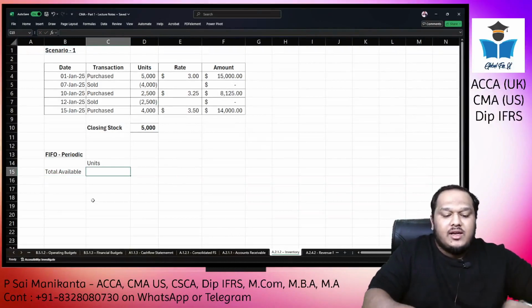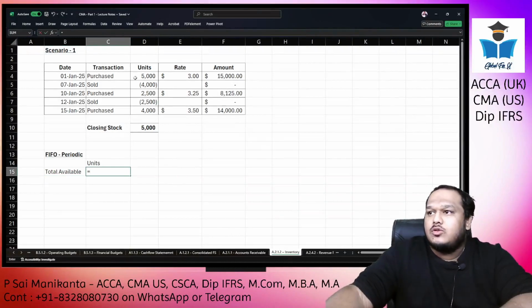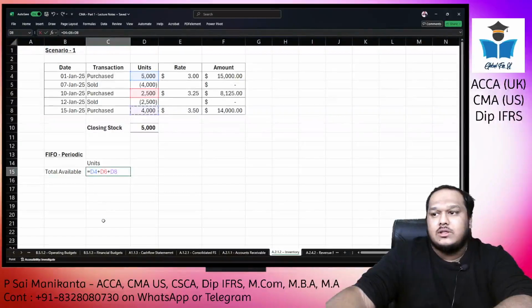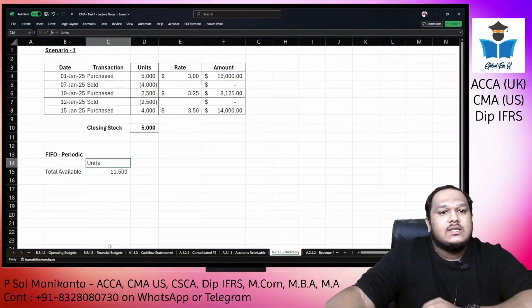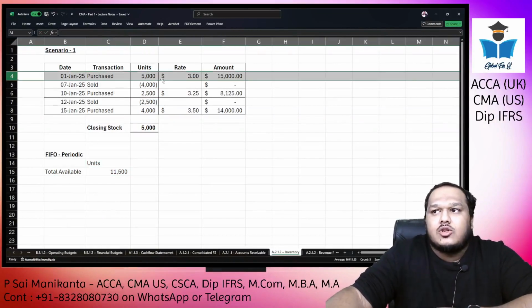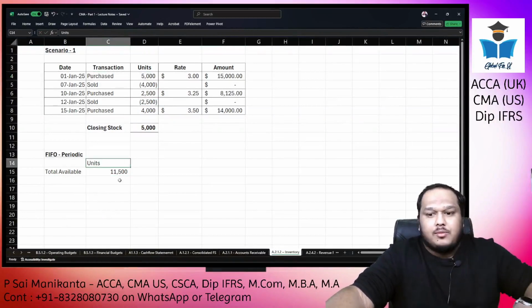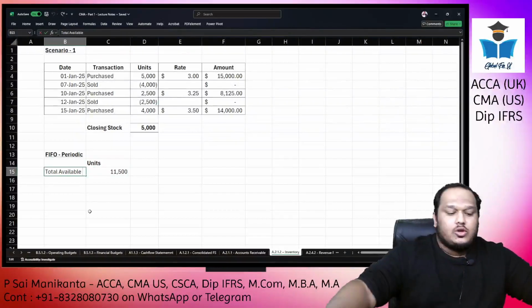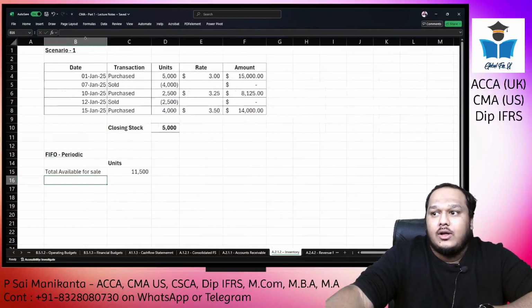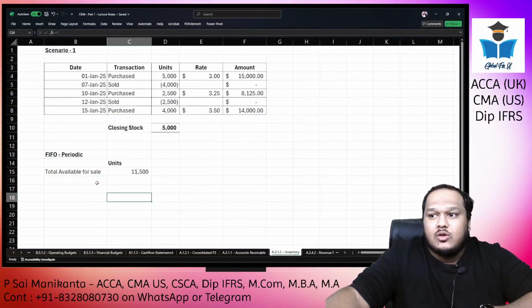What are the total available units? So 5,000 purchases plus 2,500 purchases plus 4,000 purchases. So total available units are 11,500. Are you with me? If there is any beginning stock, opening stock, that also will be added because that is also available for sale. Total available for sale, I'll call it like that so it will be more clear for you all. Total available for sale is 11,500.